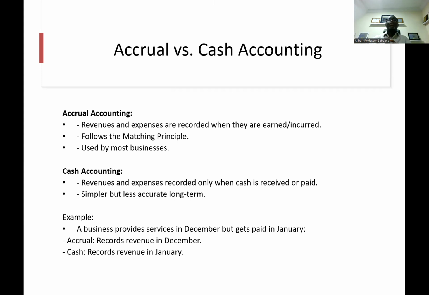You have to match it to salary, etc. And this is what is used. The accrual concept is used by most businesses, profit-oriented businesses. Now, what is the cash concept? The cash concept says we're going to only record our transaction when we have value for it.